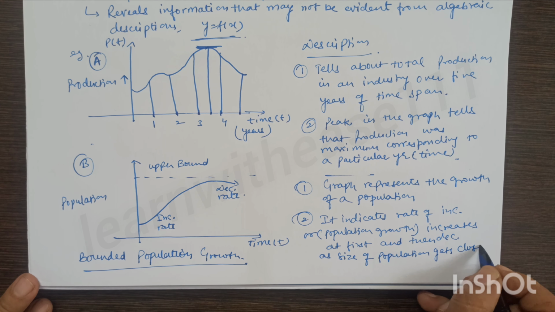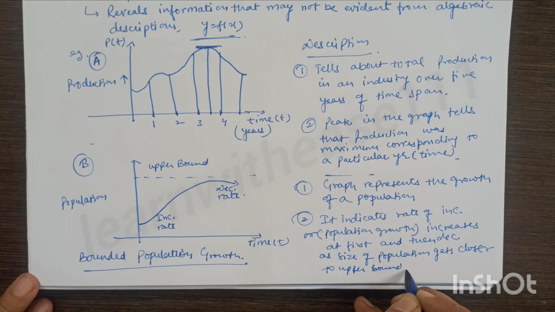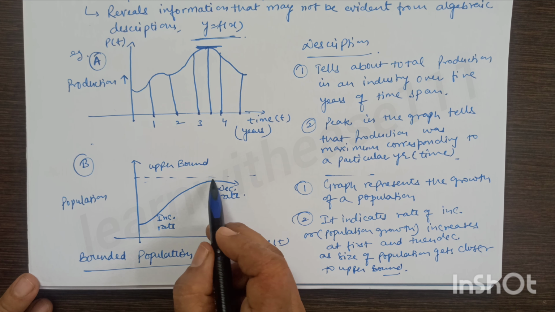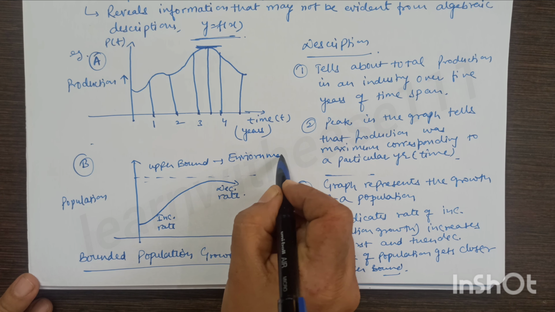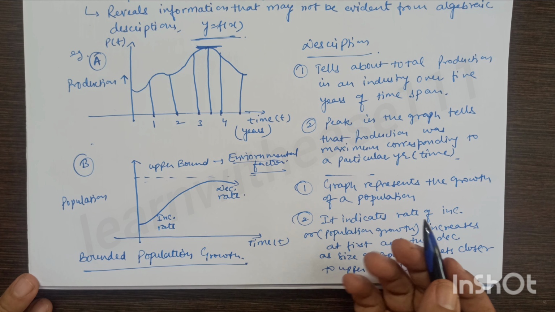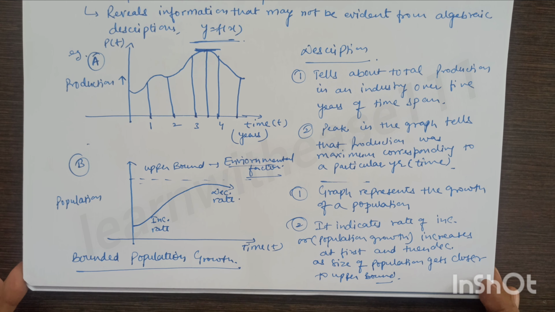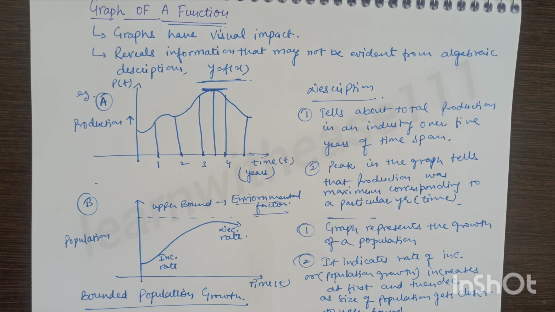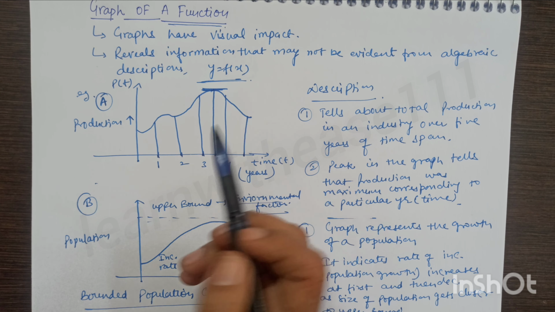See, the upper bound here can be any environmental factor, or it can be a natural calamity due to which a sudden decrease in population rate has started. So this can be anything, but there is a bound for the population. That is why it is called the bounded population growth graph. All this we cannot tell just by looking at y equals f(x). Only the graph tells us that much story.